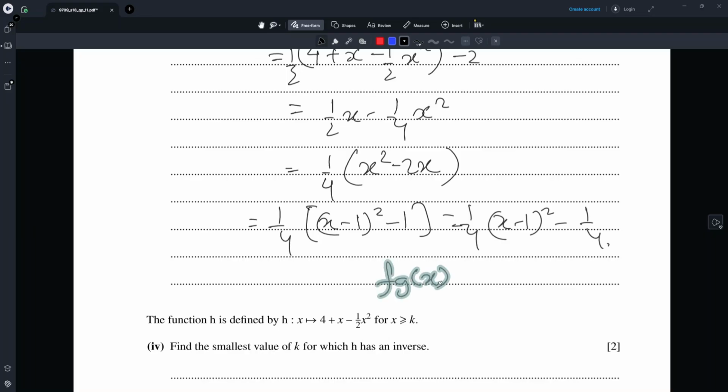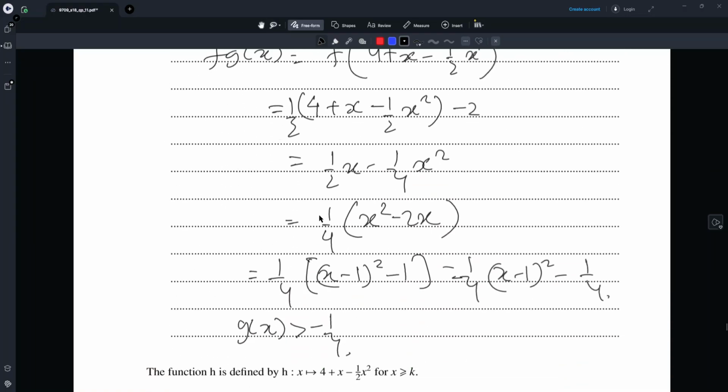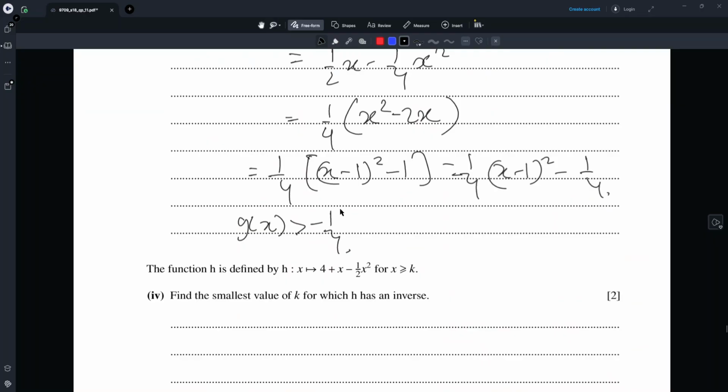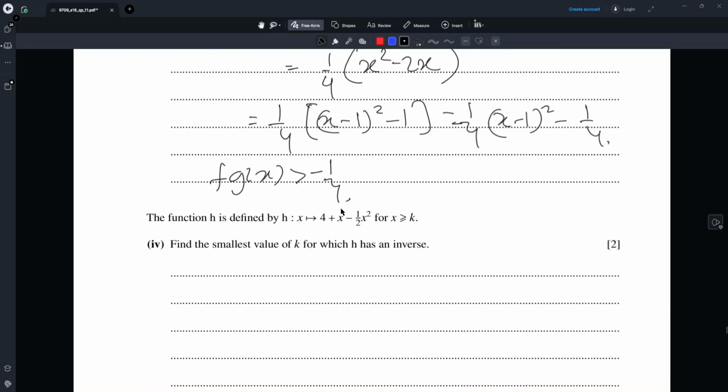g of x is greater than minus 1 by 4. If you put minus 1 by 4 on this expression, actually, yeah, you know what? This is the range of this expression alone, which is why I can feel that this is supposed to be the answer.